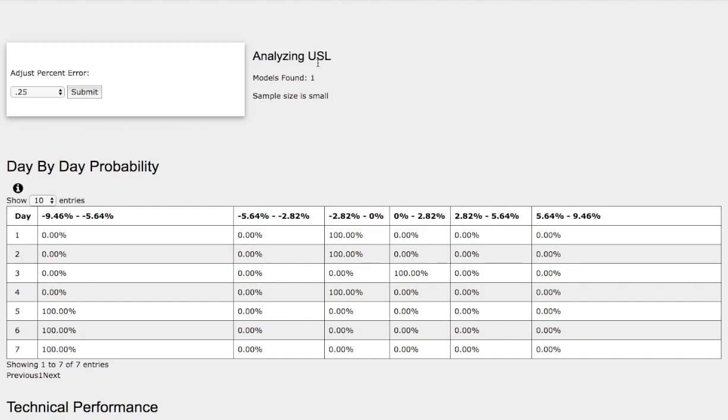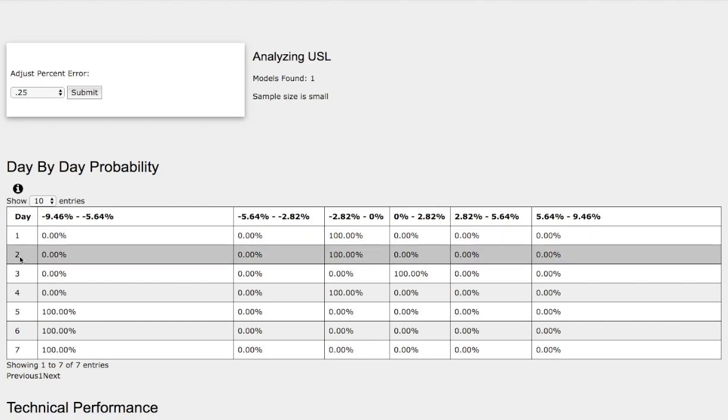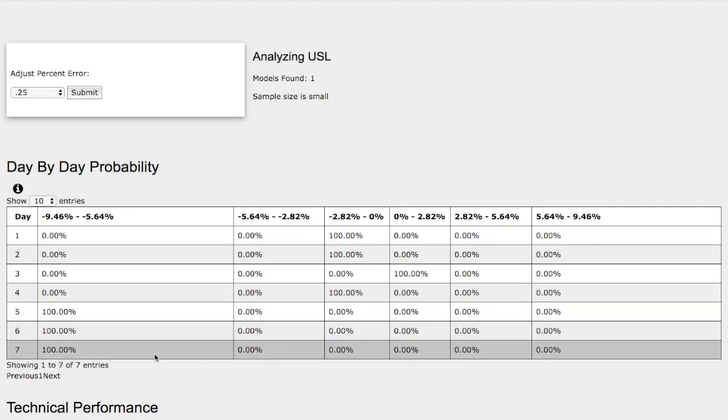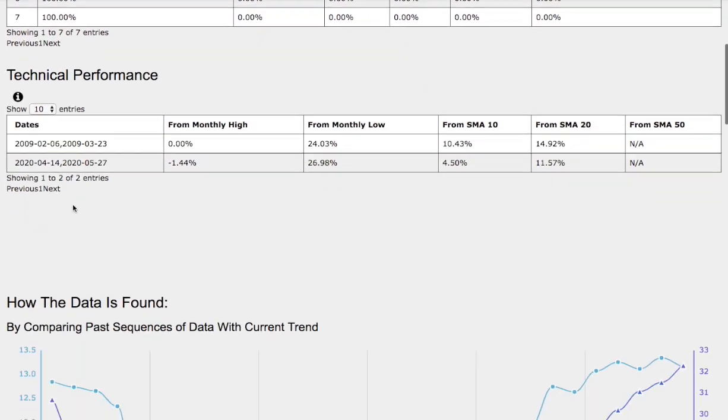This is an ETF ticker symbol that accounts for contango in crude oil futures. So as the days progress to the 7th day, also one thing to note, we only found one model and the sample size is small, so it's not statistically significant, so do keep that in mind. As we progress to the 7th day, we have a 100% chance for WTI crude oil to fall between negative 5.6% to negative 9.5%. Do keep in mind, we're basing it on one model, the sample size is small, and is not statistically significant. So again, take that into consideration.